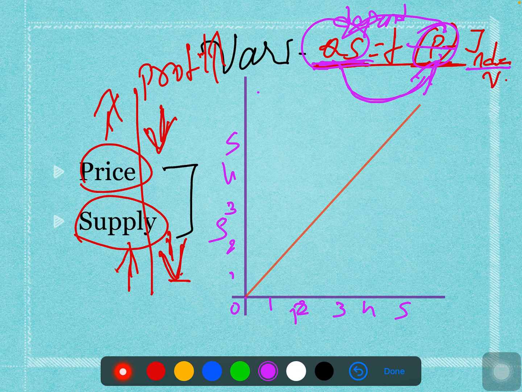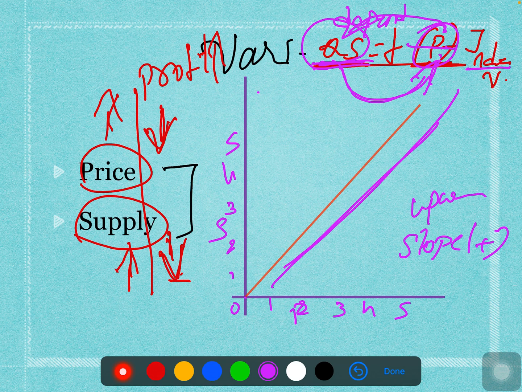The orange line that you are seeing, this particular line, is upward moving. It is moving towards the upward. Why is the slope positive? This is called a positive slope. The slope is positive because the relationship between the two variables is positive. The curve is moving upward, so the slope is positive.